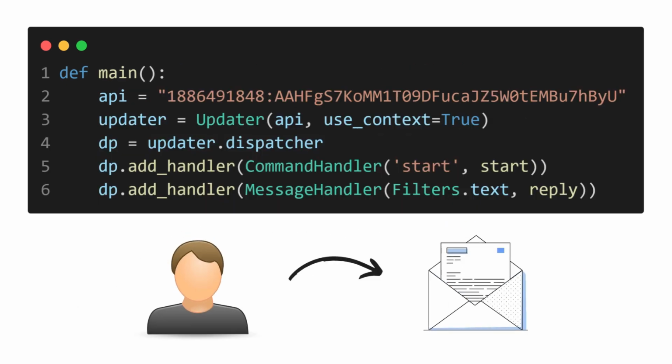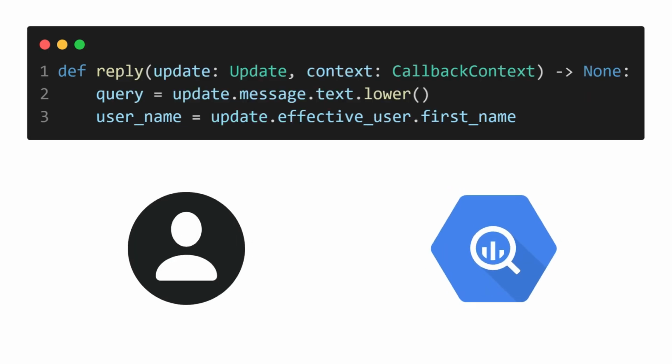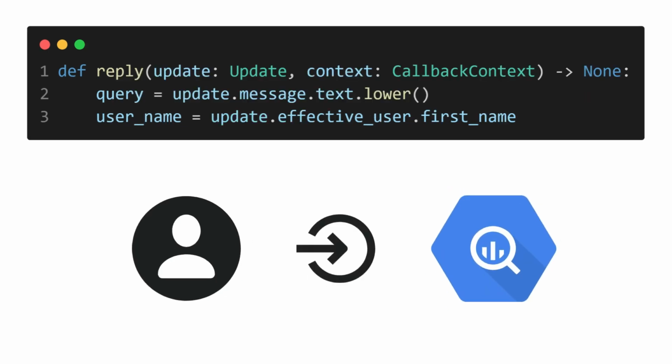Then we will add a message handler. It will receive all messages from the user. We have used filters because it specifies the type of message you want to handle. Here we are using filters.text, so it will run the reply function when user replies in text form. Then we will create the reply function. It contains a query variable that will store the user's message and a username variable that will store the first name of user that we will use later.